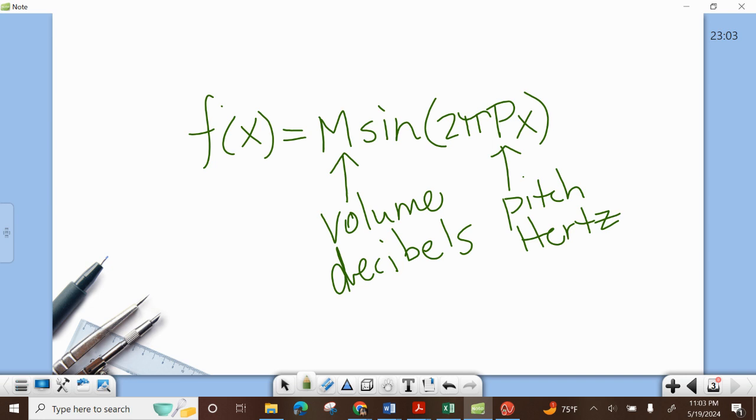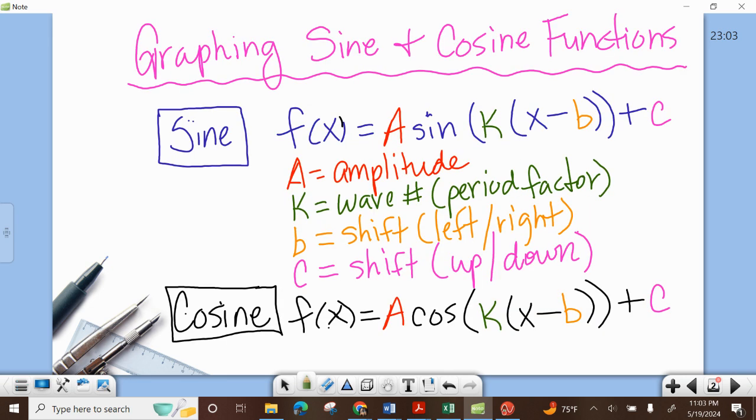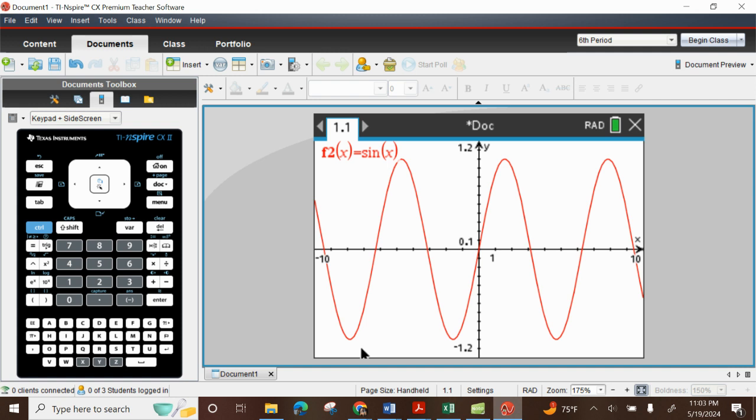So going back to this, A, the volume, is the amplitude if you're looking at sound, and K is going to be your frequency when you're looking at sound. So let's go to a calculator. Okay, so right here you see a sine wave. This is your basic sine x.